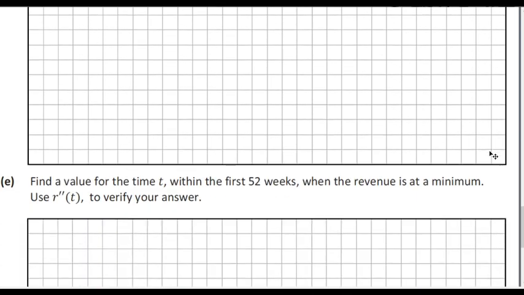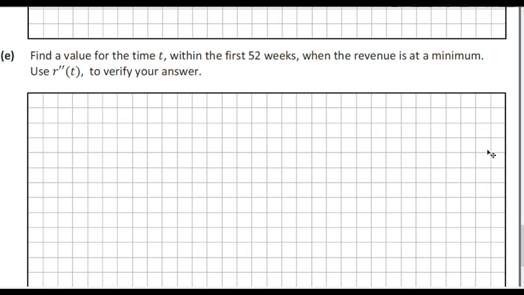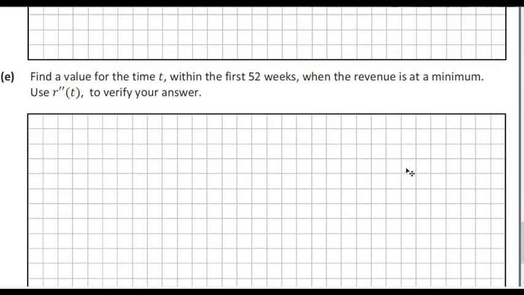And then part E says, find a value for the time t within the first 52 weeks when the revenue is at a minimum. Use the second derivative to verify your answer. So we want to minimize the revenue here. To maximize or minimize a function, you use differentiation. The first thing you do is differentiate the function and let it equal 0. Then you check the second derivative to see whether it's a max or a min.